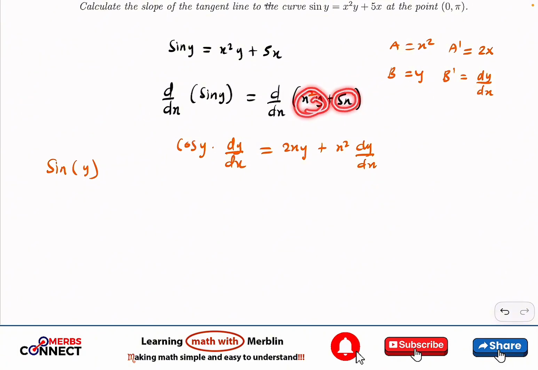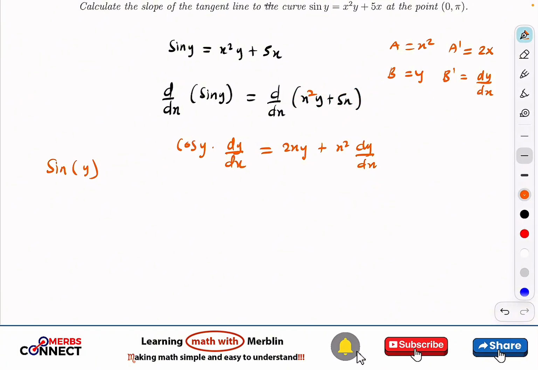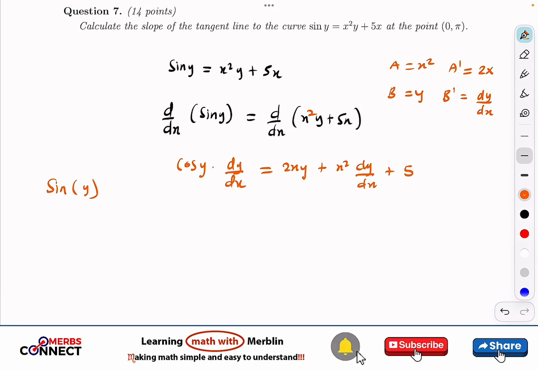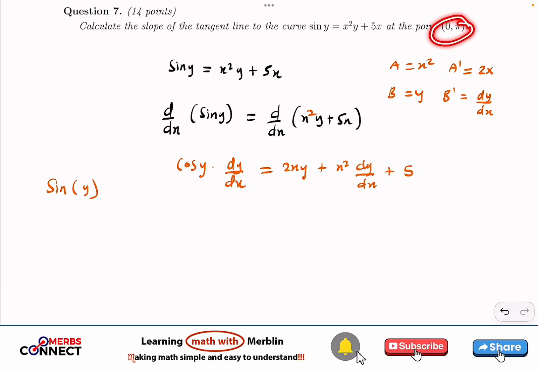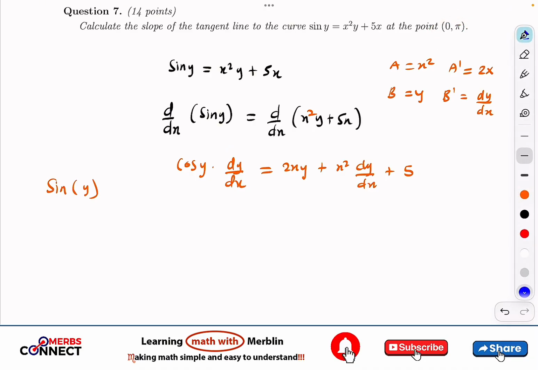Now I need to differentiate 5x. When I differentiate 5x with respect to x, I'm just going to have 5. So this is what I've gotten now. Now this one, we don't need to do the hard work of simplifying to get dy over dx. Since we have the point, we can just plug in the point first and then some of the terms will just go away so that it becomes very simple for us to simplify.